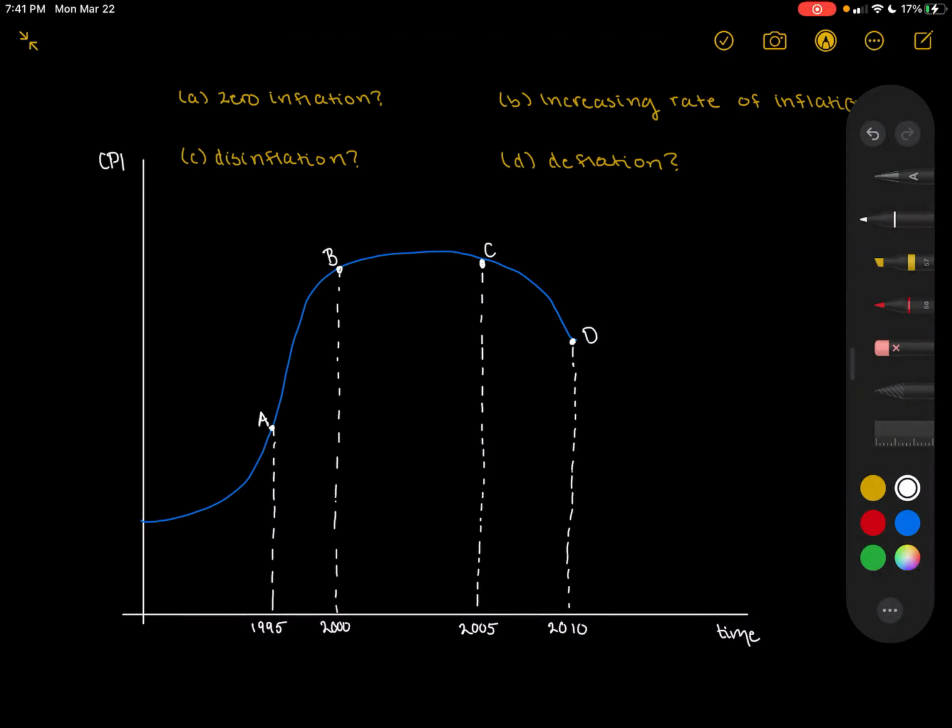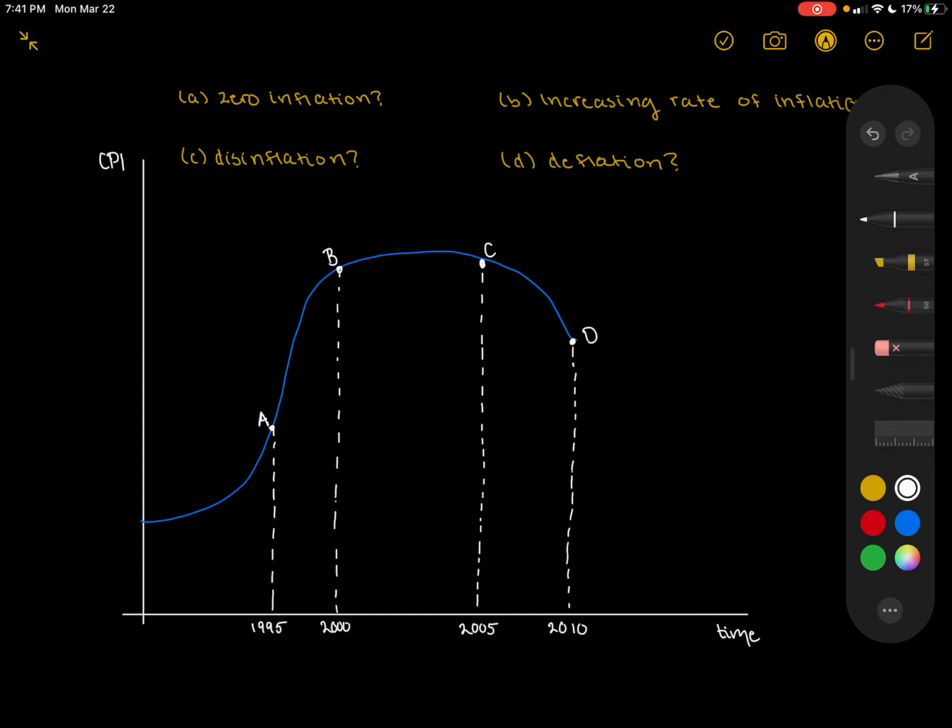Here we're using measurements of the CPI to determine rates of inflation. You can see here a graph showcasing the inflation rate over a period of time from 1995 to 2010. You can see each of these years at points A, B, C, and D.